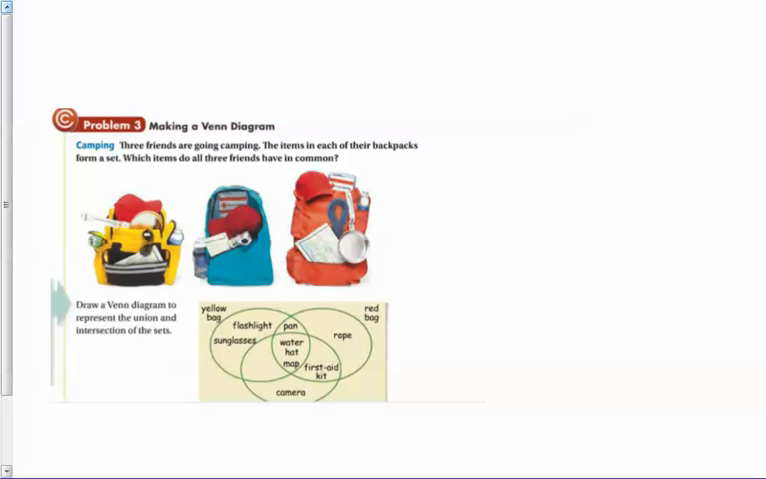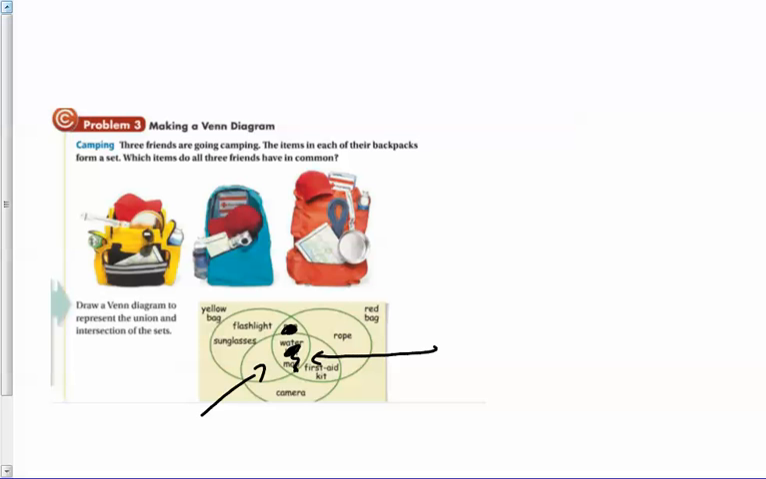Now, if you see how this is drawn, what do both the yellow and the red have in common? That's the pan. See that? Water, hat, and map. Right? But they all 3, which is this part right here, that overlap of the 3 circles, they all have water, hat, and a map.